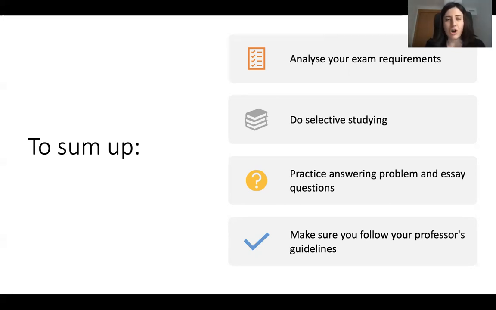Making arguments is the hardest part. It requires a lot of time and practice. It's not something you can learn in one or two days. It requires a lot of practice, so it's highly recommended that you start as soon as possible drafting answers to problem and essay questions.